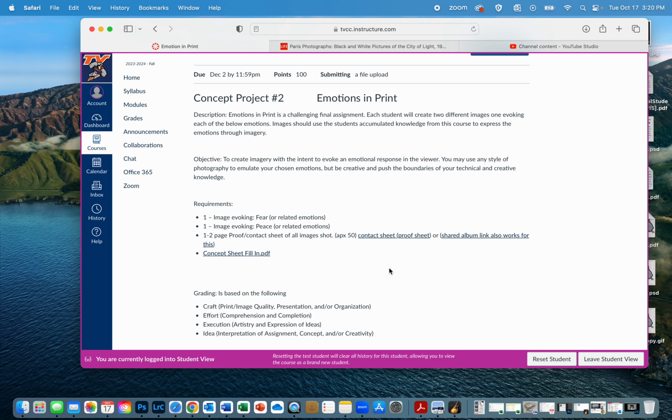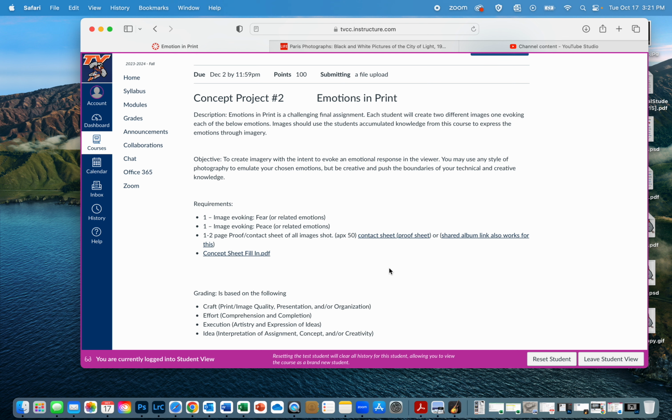I would love to see proof sheets. They do not need to be 50, just whatever it needed to take to get to those images of choice. For some people, this might be 5 of each. Some people, this might be 100 of each. So, just give me some proof sheets so I can see the other images and the other ideas that you came up with.